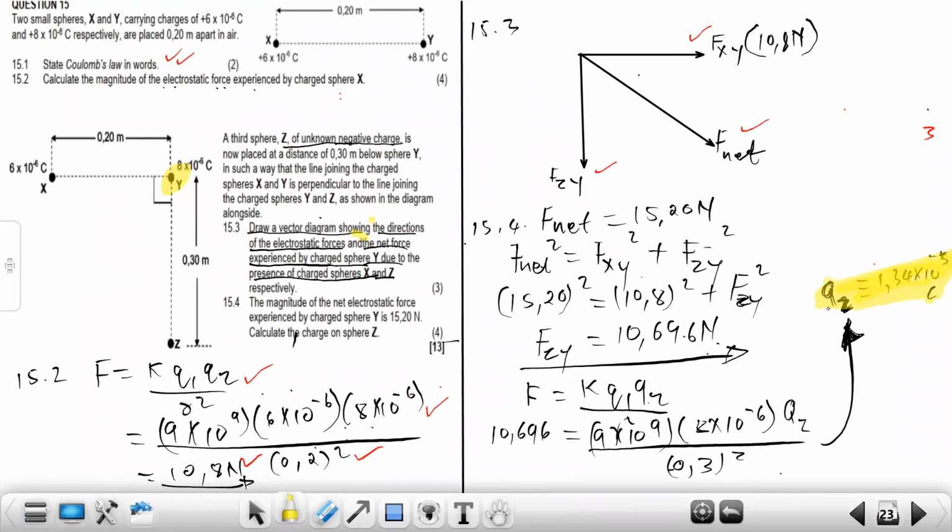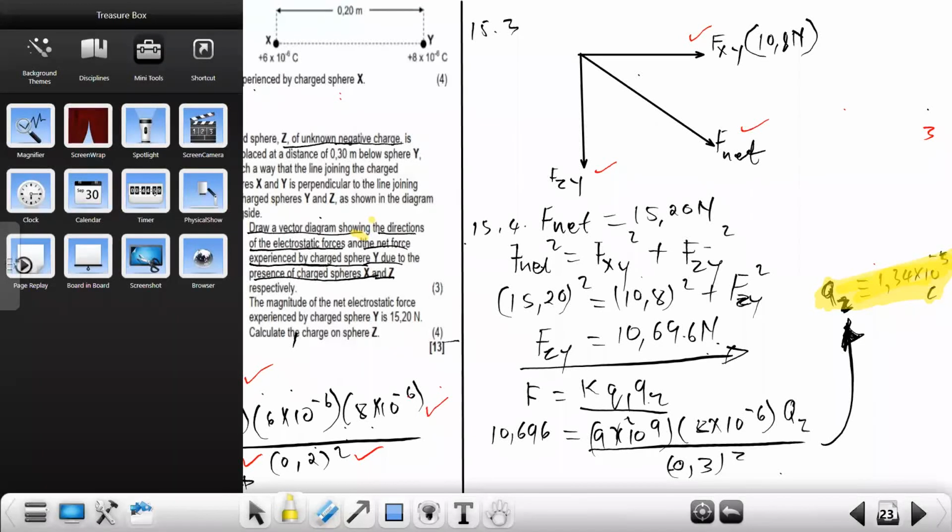But I believe everything that I have done should be clear. The only problem was maybe not knowing exactly where to start. The questions that we came across earlier were emphasizing that we calculate Fnet. But in this case, Fnet was given to us. And when Fnet was given to us, it means we had to start with the Pythagoras Theorem, get the F of ZY, because that we did not have. Once I have that, I applied Coulomb's law in order to get my maximum marks.